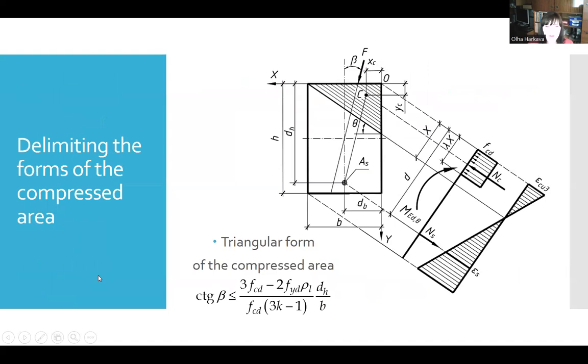Full calculation of biaxially bended members according to the described method is possible only if the form of the compressed concrete area is known. For its definition, the prerequisite is adopted on the transformation of the trapezoidal form of the compressed area into triangular on the border of the limiting state of its existence. Based on this condition, the condition of delimiting the forms of compressed area is obtained and is shown here.